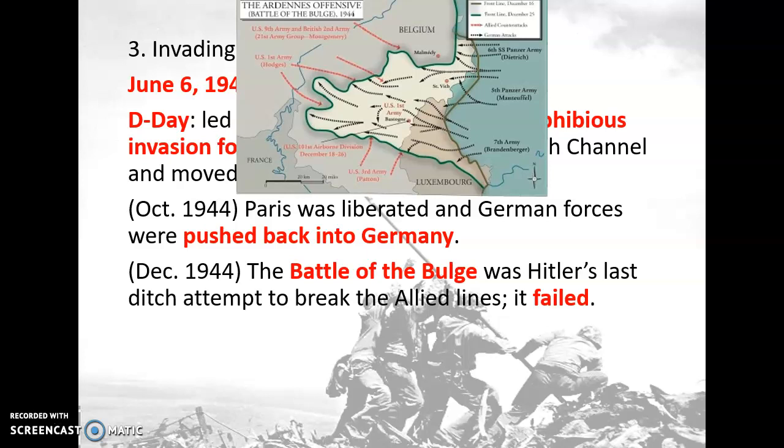Allied aircraft dropped provisions and weapons to the Americans inside Bastogne. Finally, on December 26th, the 4th Armored Division of Patton's 3rd Army reached Bastogne and relieved the 101st Airborne Division. You can see Bastogne, the city located right here.